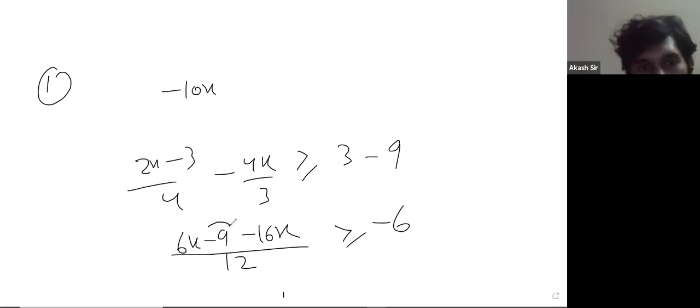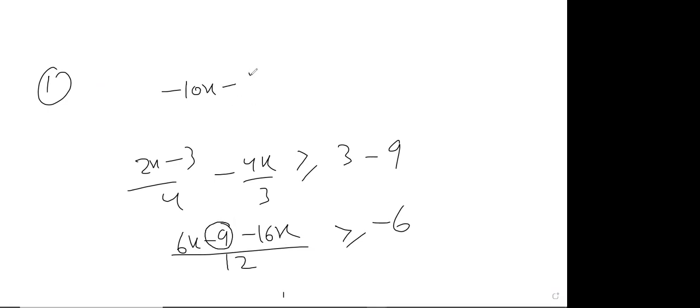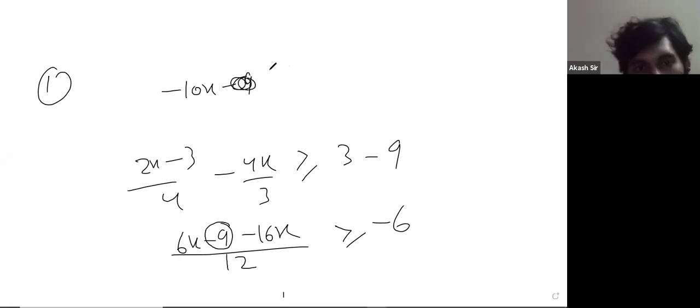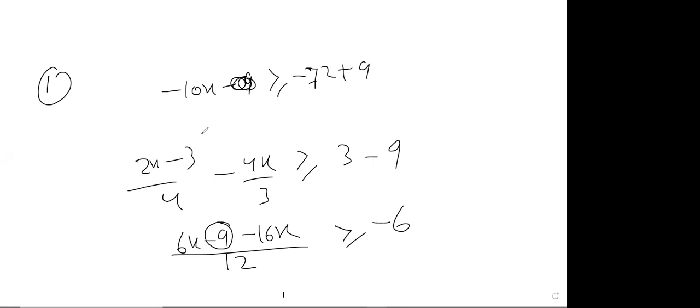Did you leave this minus 9? Yes. 10x minus 9. Minus 9 to the other side. So minus 72 plus 9. Then minus 10x greater than or equal to minus 63. Divide both sides by minus 10.